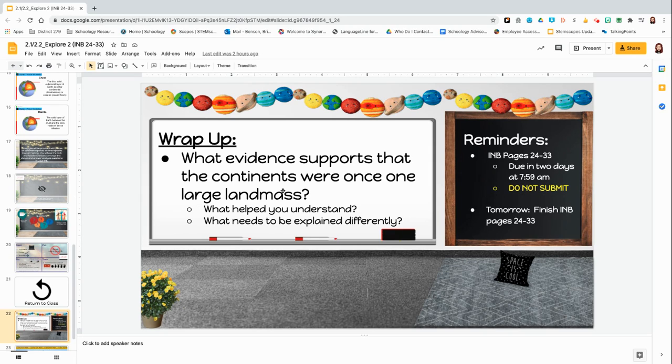What evidence supports that the continents were once one large landmass? What helped you understand? And what needs to be explained differently? Reminders, interactive notebook pages 24 through 33 are due in 2 days at 7:59 a.m. If you finish today, you do not have any homework for tomorrow. If you don't finish today, you will need to finish these pages. Remember, do not submit your notebooks.